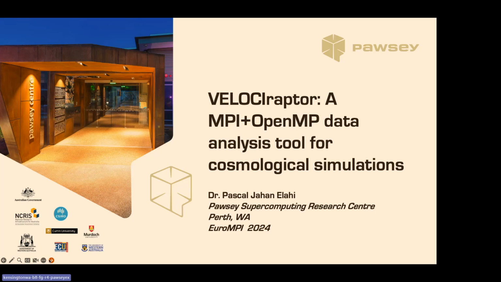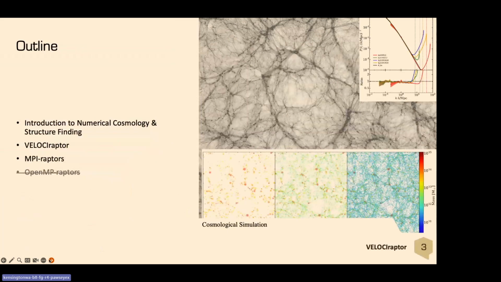All right, so now on my code, VELOCIraptor. This is an analysis tool for cosmological simulations. And given the crowd, I thought I'd make sure that I introduce what I'm actually talking about, what the tool is doing. So I'll introduce numerical cosmology and structure finding, and then I'll talk about VELOCIraptor, and then it has both MPI and OpenMP. I'm working on the GPU, but I'm not going to talk about the OpenMP and GPU bits of the Raptor, right?